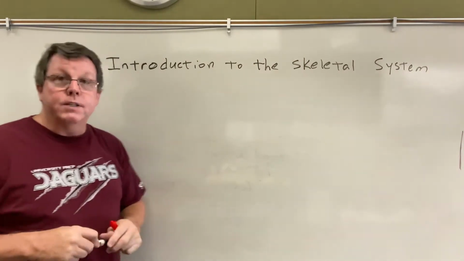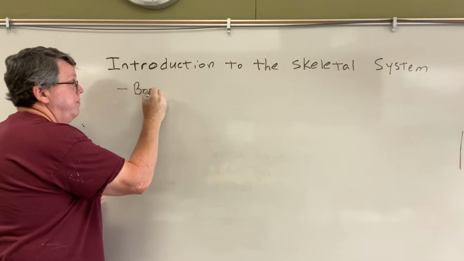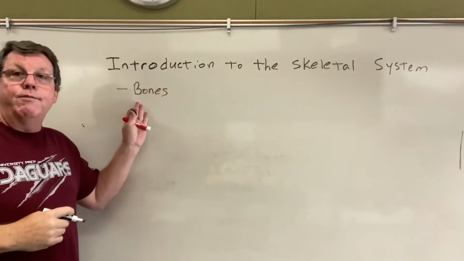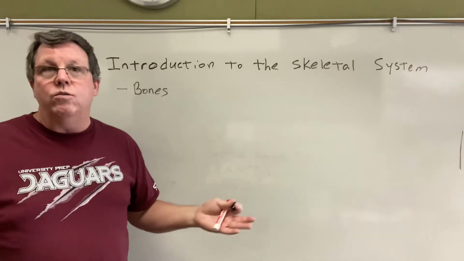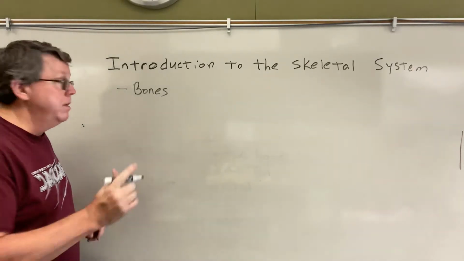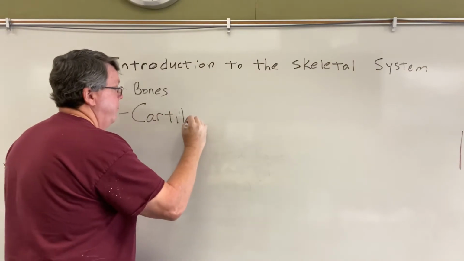So what makes up the skeletal system? Well, the first thing are the bones. And this is something that everybody pretty much knows, because whenever you see a skeleton, you're looking at bones, so everybody knows that bones make up the skeletal system. The second thing is something called cartilage.